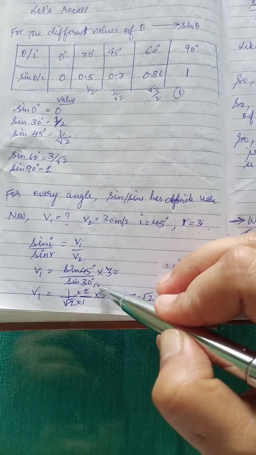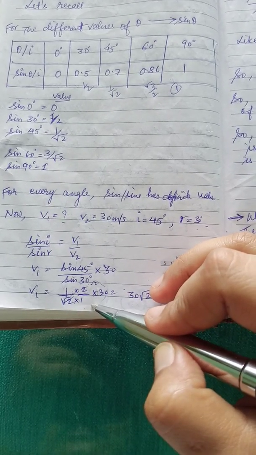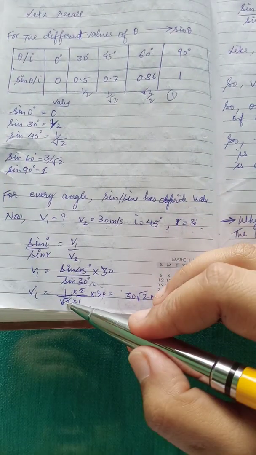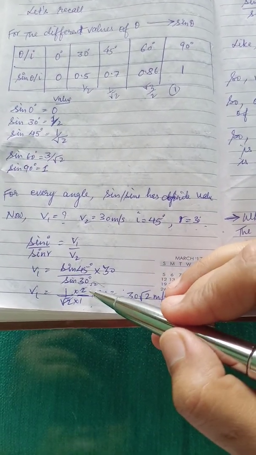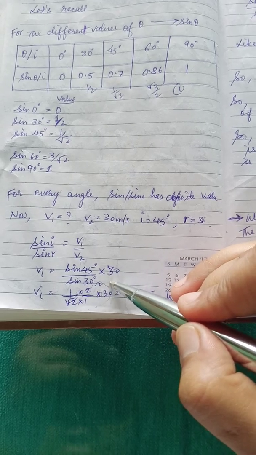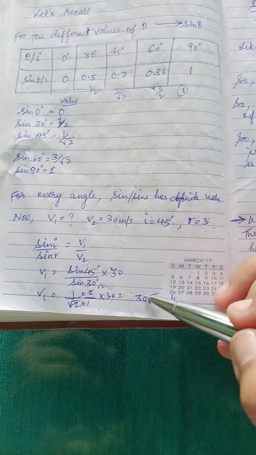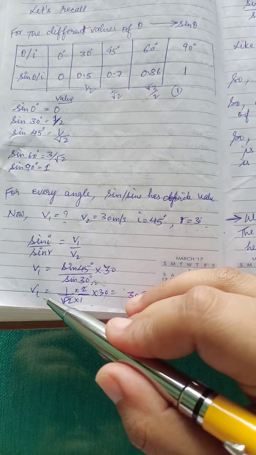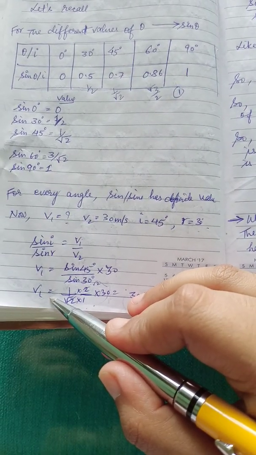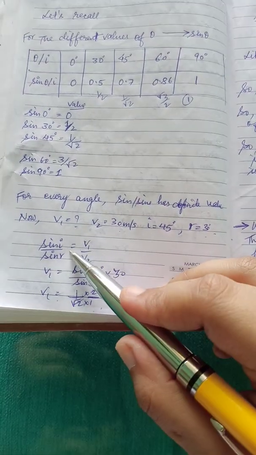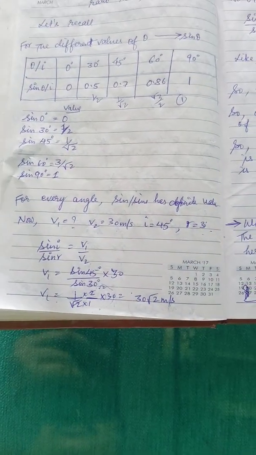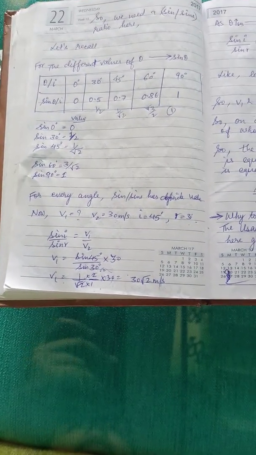Now, these all are the numerical values which can easily be calculated. Here you will cut the root 2 by 2. You will get root 2 here only, because 2 can be written as root 2 into root 2. So one root 2 is cancelled from here. You get 30 root 2 meter per second as v1. That is velocity or speed of light in medium 1. Understood? That is why we have used here sine ratio or sine trigonometric function.